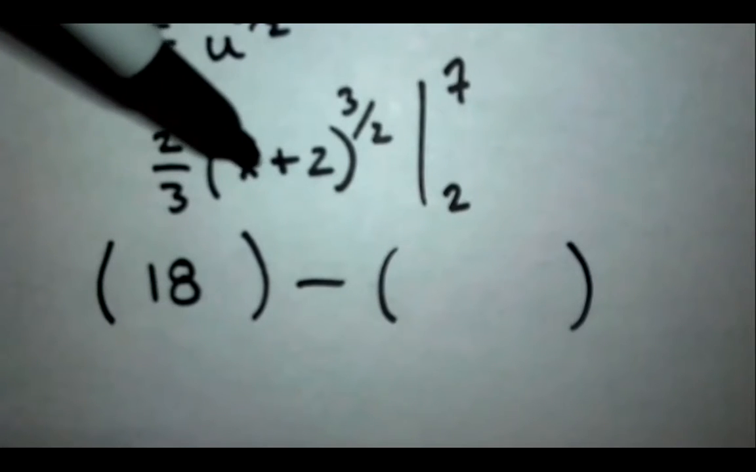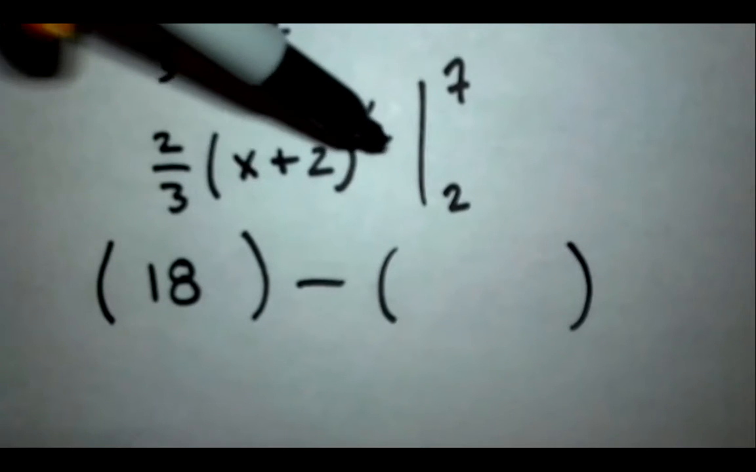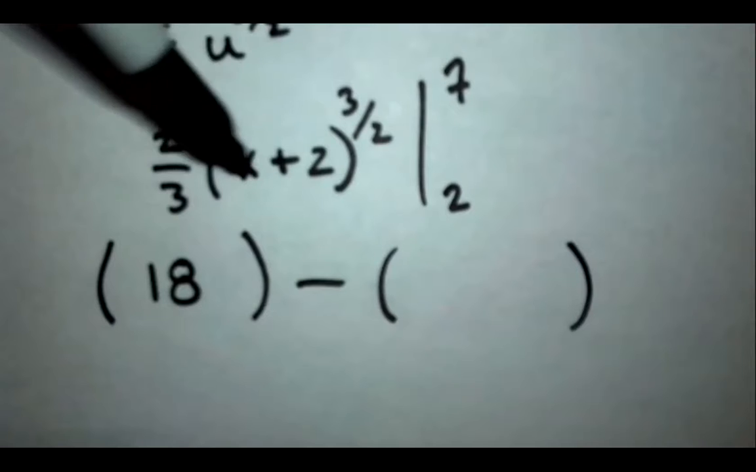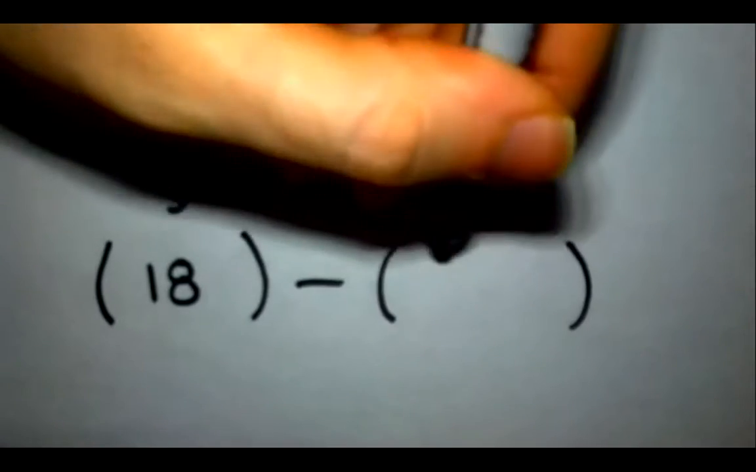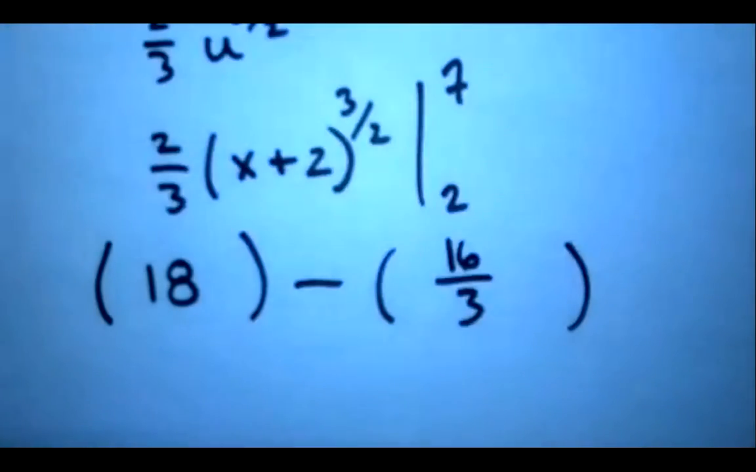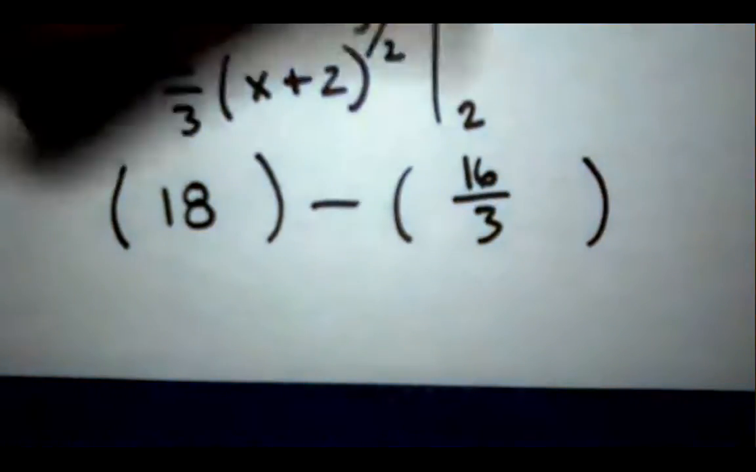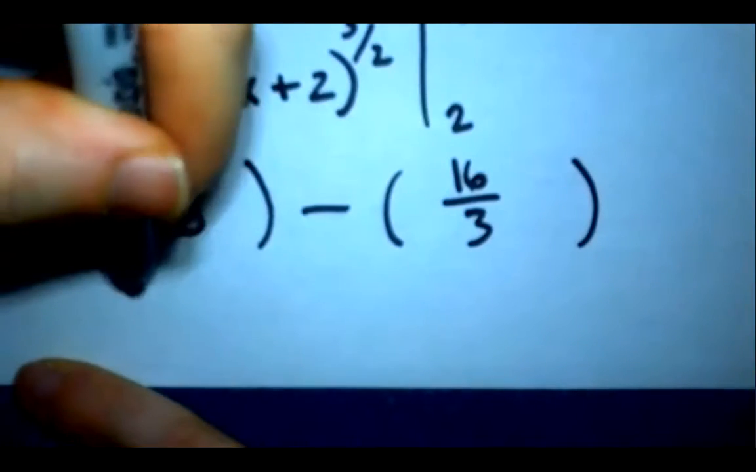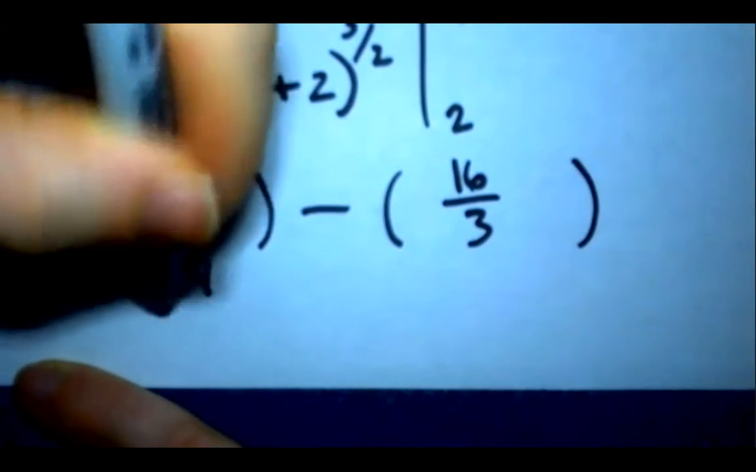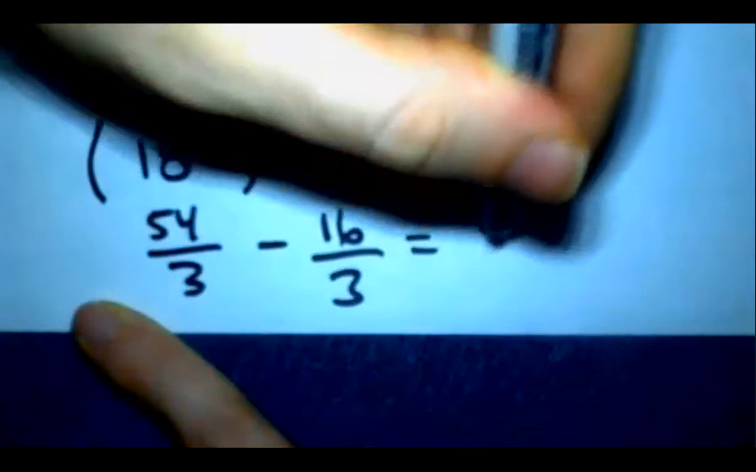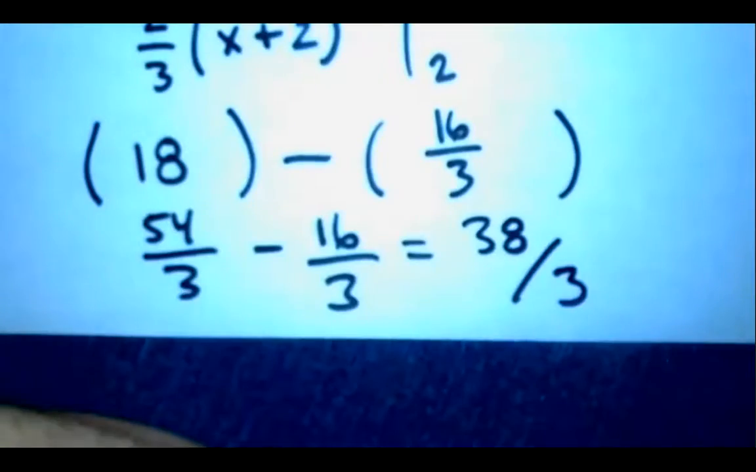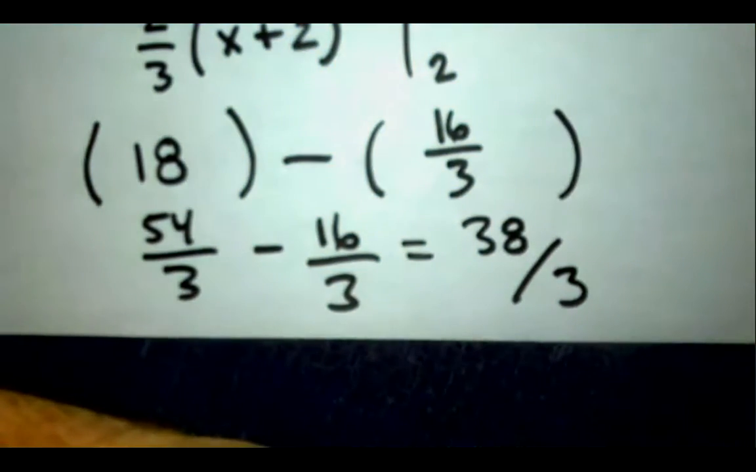Plug in the 2, we've got 4. The square root of 4 is 2. 2 to the third is 8. And then 8 times 2/3 is going to be 16/3. So then we need to clean that up a little bit. If we're going to make it into thirds, it's 54/3 minus 16/3. And that should take us to 38/3.